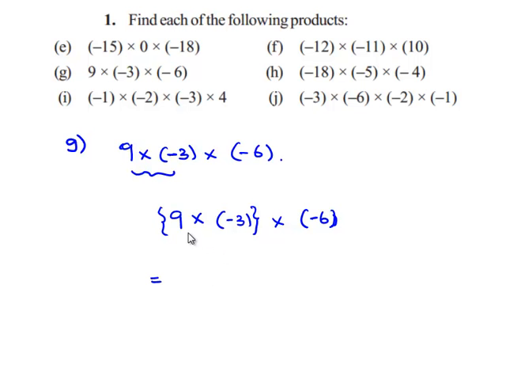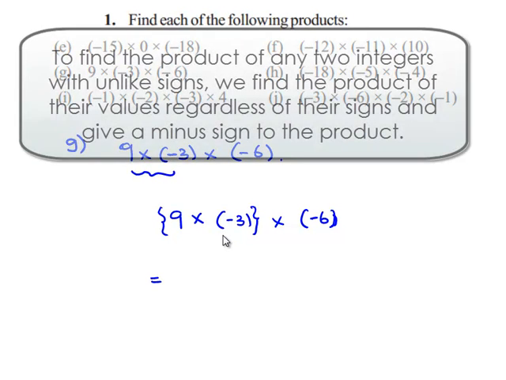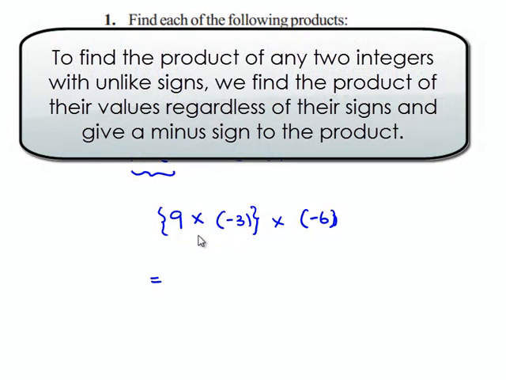When we take the product of 9 and negative 3, regardless of their signs, we multiply their values. That is, 9 into 3 gives 27. We can see that the sign of 9 is positive and the sign of 3 is negative. When we take the product of two different signs, we always get a negative sign. Therefore, 9 multiplied by negative 3 gives negative 27.